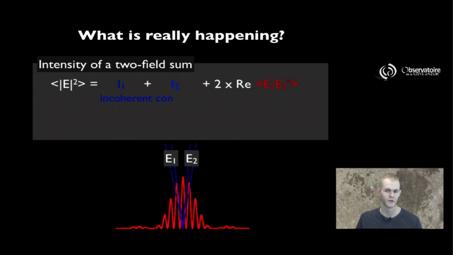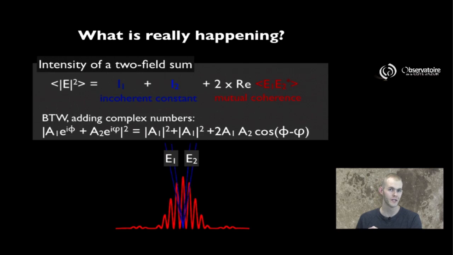A first term that corresponds to some constant that we would refer to as incoherence, simply an offset to your image that accounts for the fact that you've combined the light from two telescopes that throw light onto your detector. On top of that incoherent constant, you find a cross term, E1 times E2 star, time averaged, which happens to exactly correspond to the quantity which we've introduced previously as the mutual coherence of the electric field.